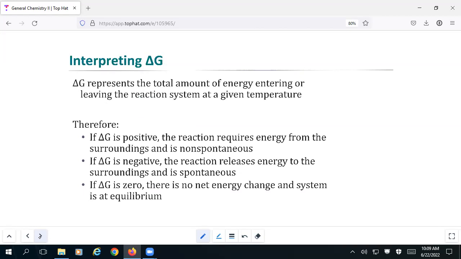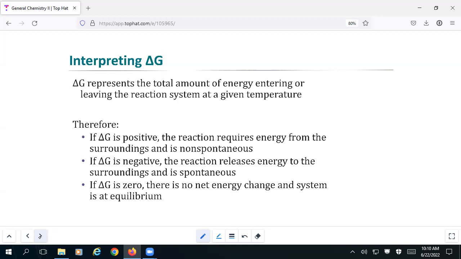So how we need to look at delta G is that we're looking at a totality of energy, all the different types of energy, all woven into this one calculation. And from this perspective, now we can evaluate delta G and look at whether or not energy is required or whether or not some energy is being given off by a system as it proceeds.